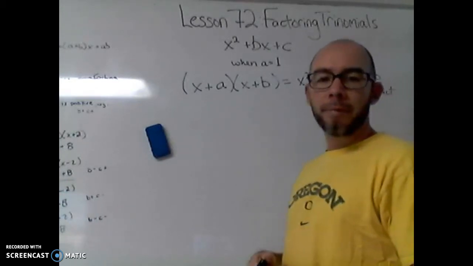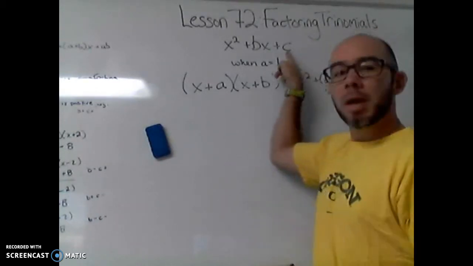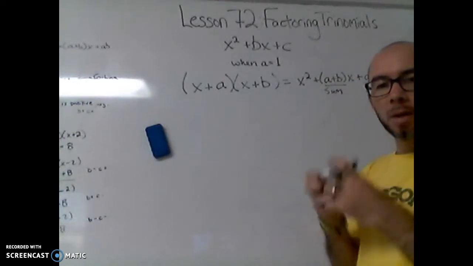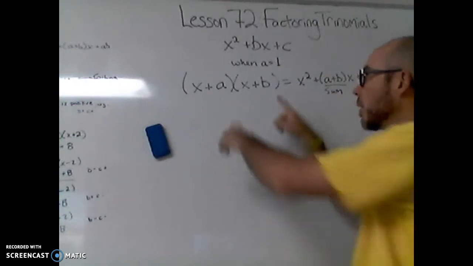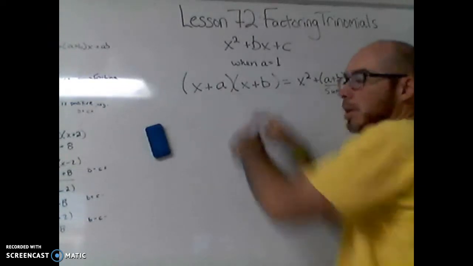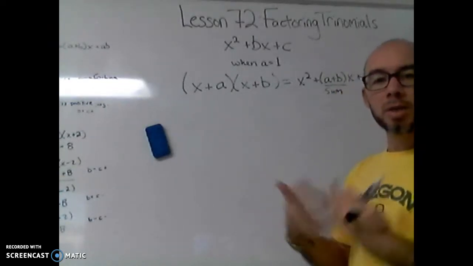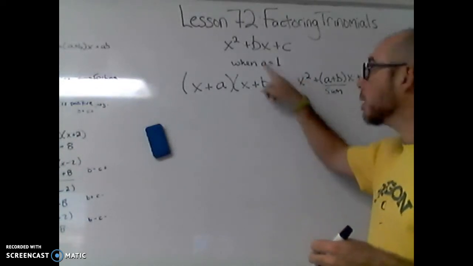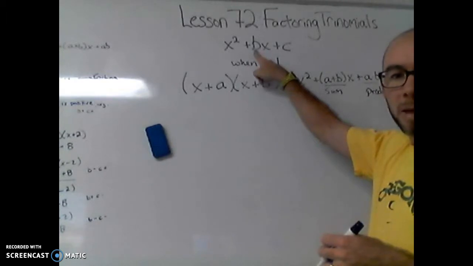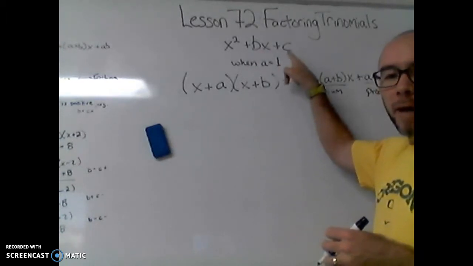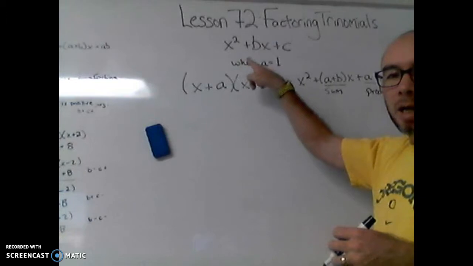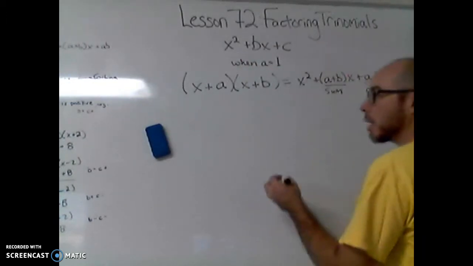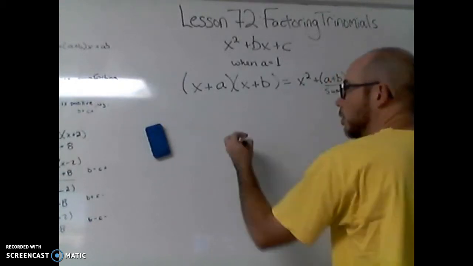We need to first look at this last number and think about all of its potential factors, the numbers that got multiplied to make c. We know that it was the product of two numbers. And we need to find which two numbers will, if we added them together, make this number here, which in the form is called b. So we're looking at the factors of c that add up to b. That's our key today. And I'm going to take you through a few examples.